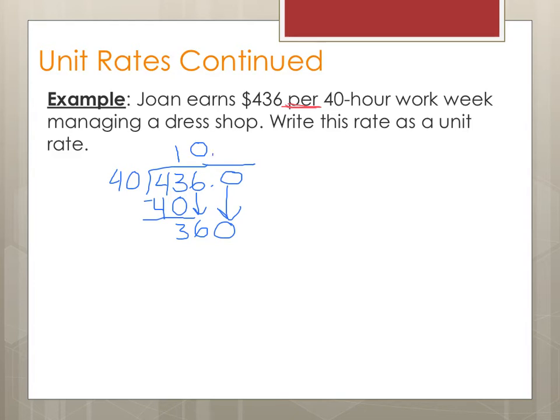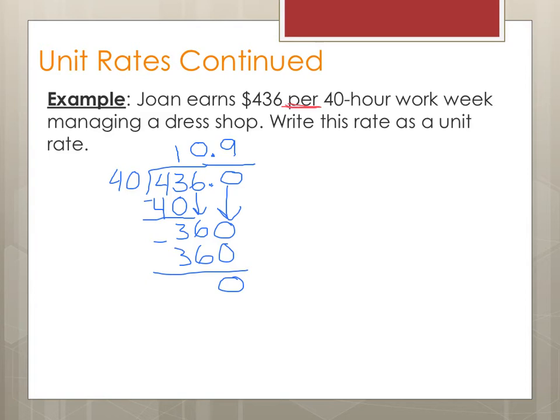Let's not forget to bring that decimal up. We added the decimal, added a 0, but we have to bring it up to the quotient too. 40 will go into 360 9 times. 40 times 9 is 360. We subtract and we get a remainder of 0, so we don't have to bring down any extra zeros.